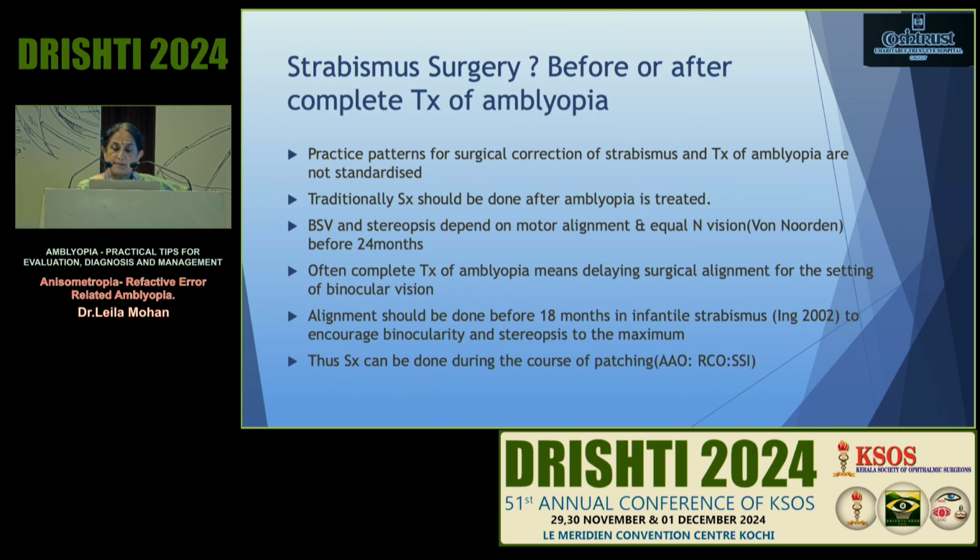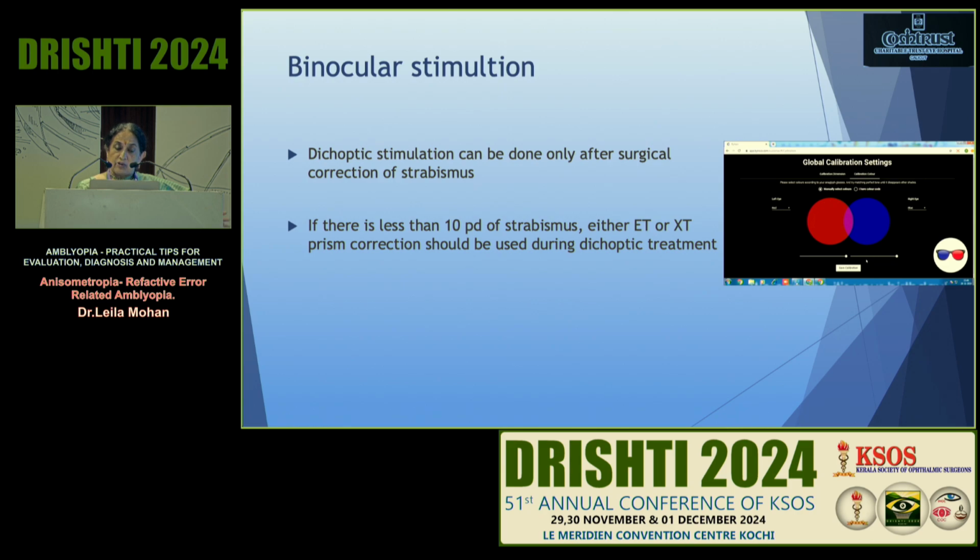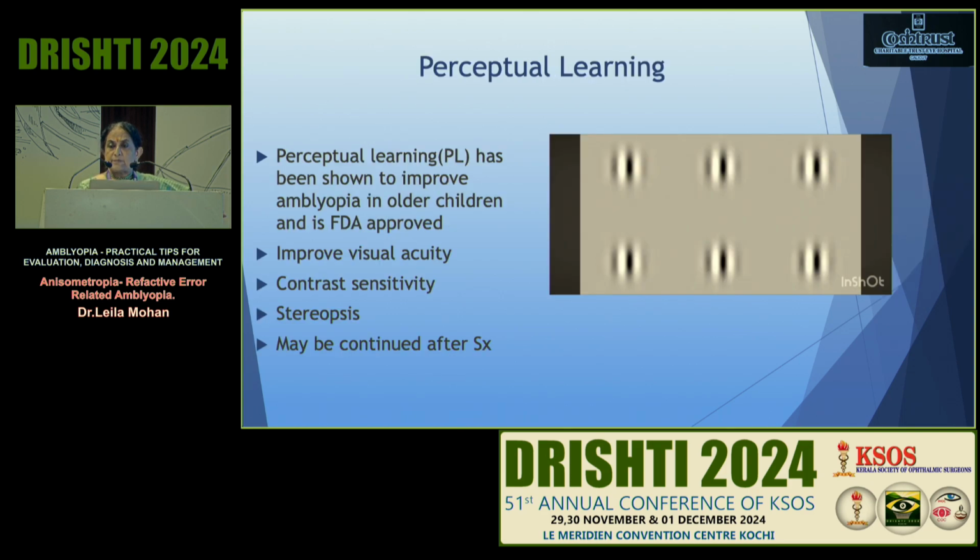So alignment should be done and surgery can be done, and then continue patching and strabismus treatment. For binocular stimulation with dichoptic treatment, it is important that you correct the strabismus first, or if it is not fully corrected, small strabismus can be corrected with prism and then continue with the dichoptic treatment. And perceptual learning, as already pointed out, can be continued in adults also after surgical correction.